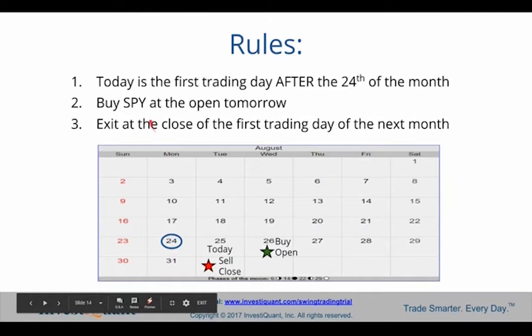That buy is entered at the open, as I said, the first trading day after the 24th of the month, and that position is held until the close of the first trading day of the next month. So you're going to hold through the first day of the month, and you're going to sell at the close.